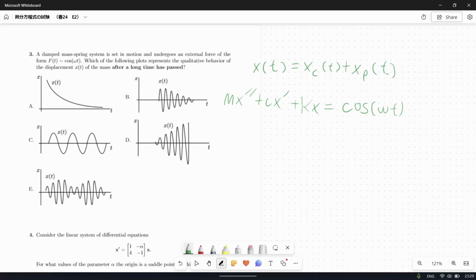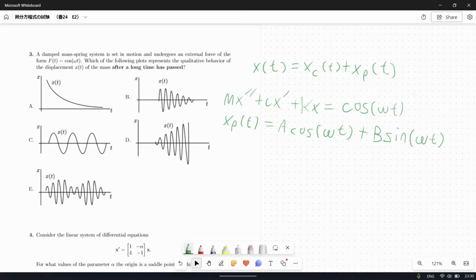And so for this kind of question, since we're dealing with a more generalized differential equation, I'm mostly going to be focusing on the particular solution here because that's what's going to matter more for this question. And we can find that particular solution by using the method of undetermined coefficients. If you were to do that, the particular solution would look something like x sub p of t is equal to a cosine of omega t plus b sine of omega t.